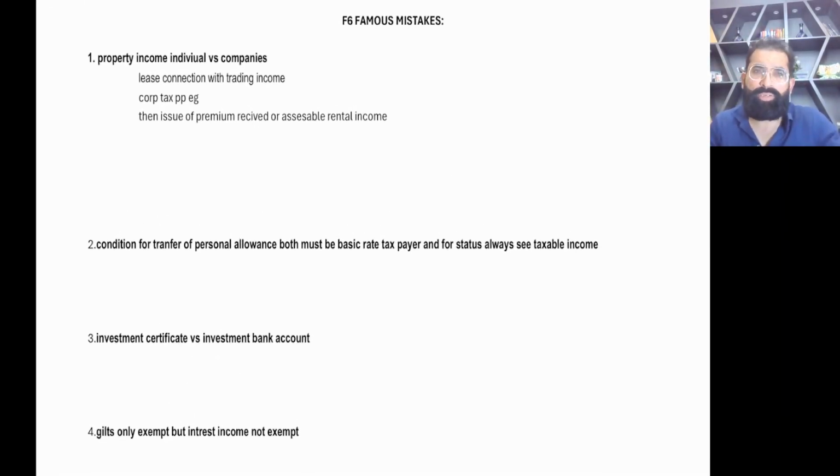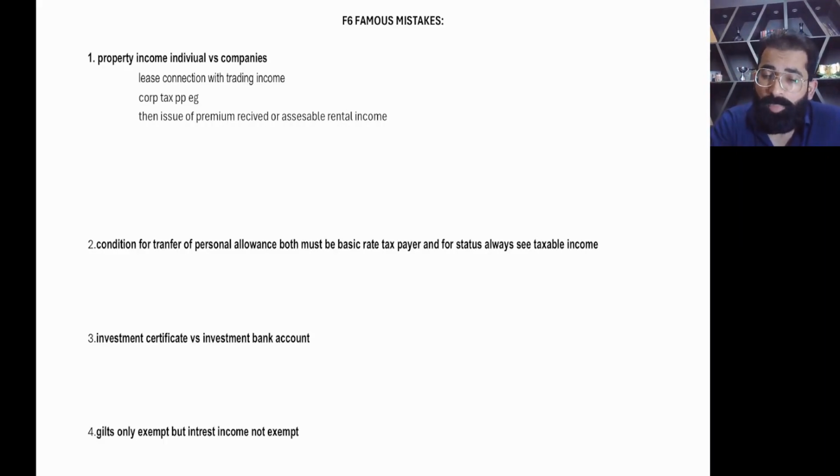So the first point written in front of you is property income, individuals versus companies. For individuals, property income is taxed on receipt basis, cash basis. That means just imagine the fiscal year: whatever cash is coming in and whatever cash is going out, you need to take. But for companies, property income is taxed on accrual basis. This is a very famous thing. Accrual basis means you need to see when you have provided the service. You don't need to see the cash receiving, and cash outflow is not relevant. Only the accrual basis is important for companies.